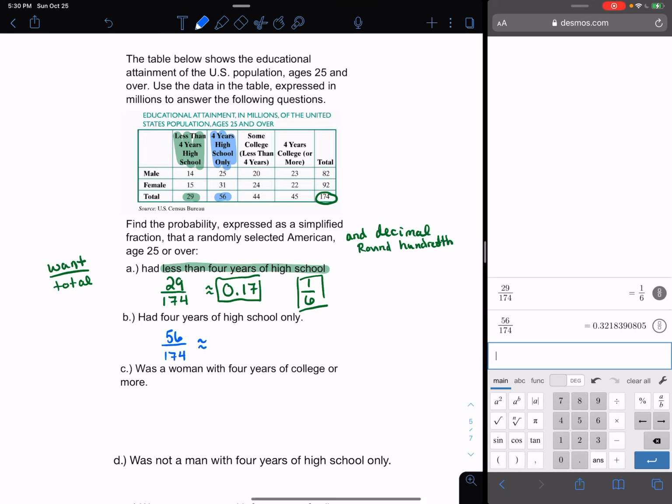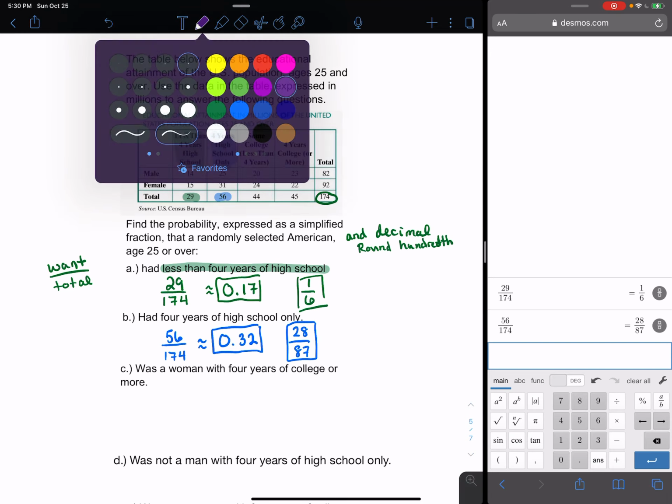I want to round to the nearest hundredth, so that I have that 0.321. The 1 tells me to leave the 2 alone. So I'd say that probability in decimal form is about 0.32. If I want it as a simplified fraction, I'll hit that fraction button, and it gives me 28 over 87. Let's look at part C.